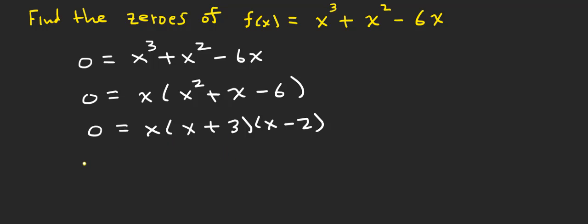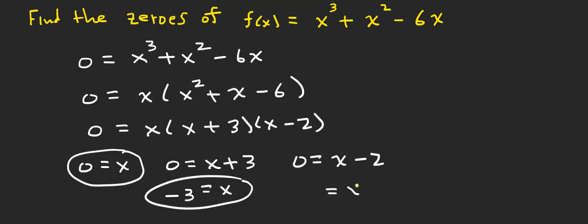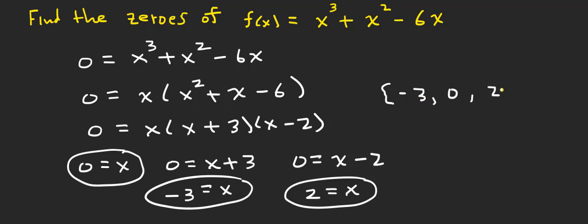Now we're going to set each factor equal to 0 and solve for x. So we've got x equals 0, x equals negative 3, and x equals 2. So we have three solutions, or three zeros of f of x: negative 3, 0, and 2. And when you graph this, you're going to find out that you have three x-intercepts at x equals negative 3, x equals 0, and x equals 2.